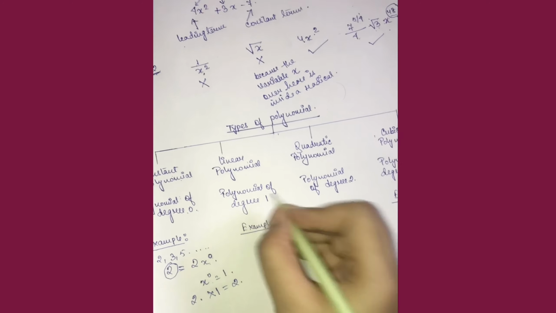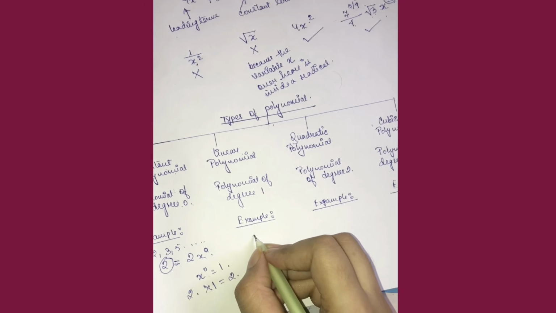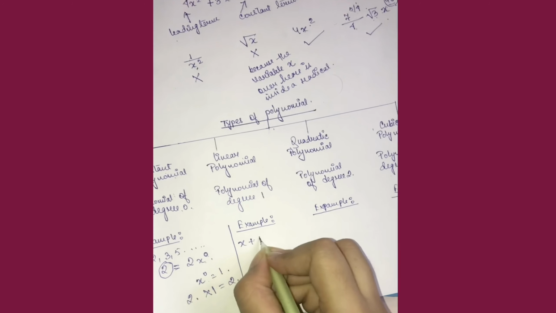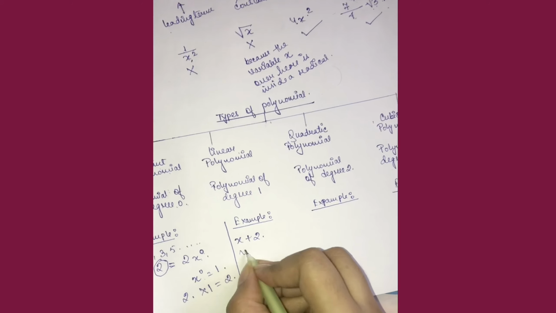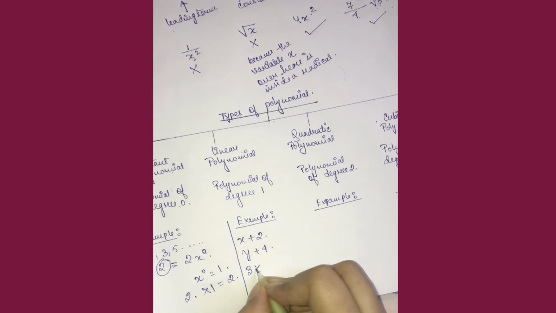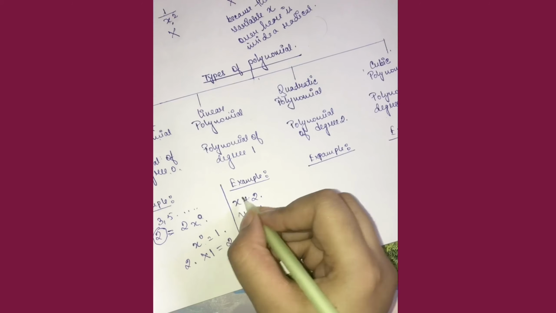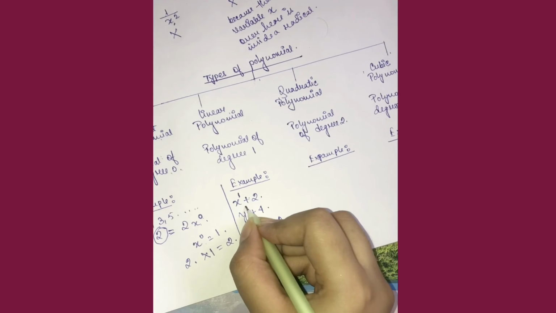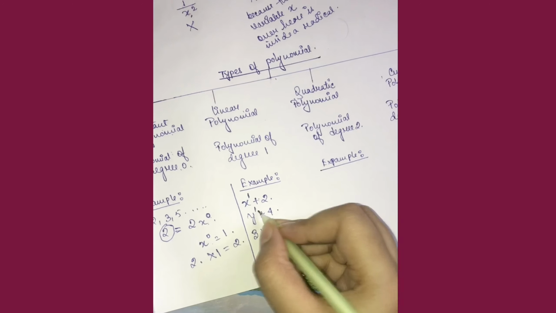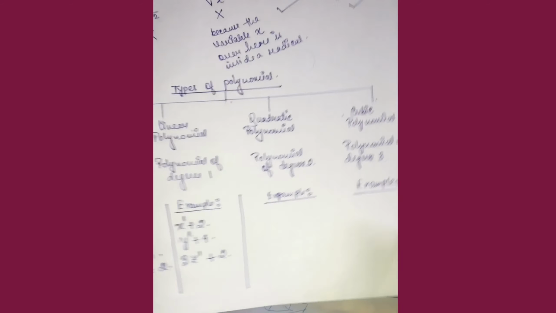Now next is the linear polynomial. A linear polynomial is a polynomial of degree 1. Now let's see one of its examples: x plus 2, or y plus 4, or 3z plus 2 and so on. See over here x to the power 1, y to the power 1, z to the power 1. All the variable powers are 1. That's why it's a linear polynomial, which is of degree 1.